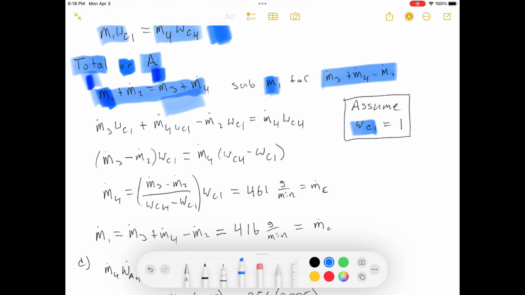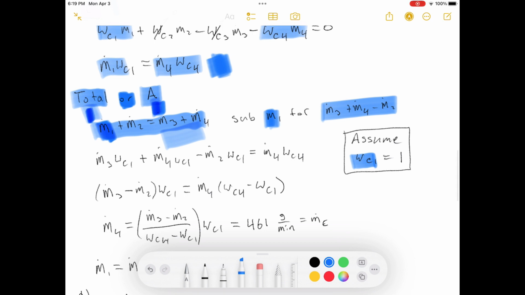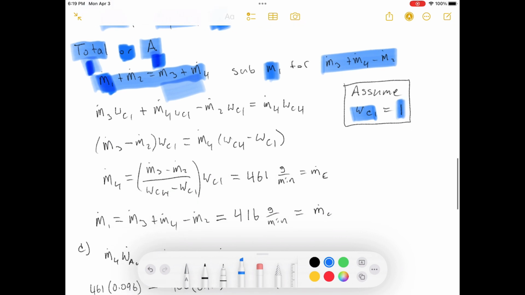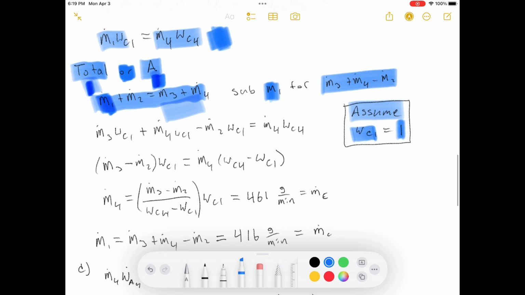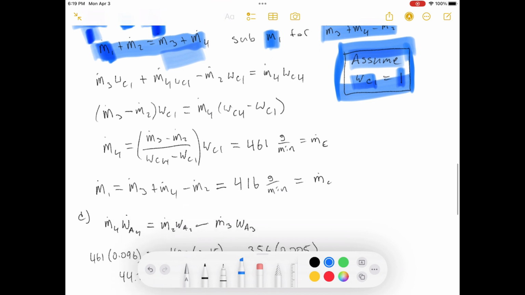In the problem setup, I realized that the concentration of stream 1 is pure organic phase. So that is equal to 1. Right here I wrote "assume that equals 1," and then I reread the problem and realized, oh yeah, that's a good assumption. They actually set up the problem in this way. Otherwise we don't have enough information to solve the problem.